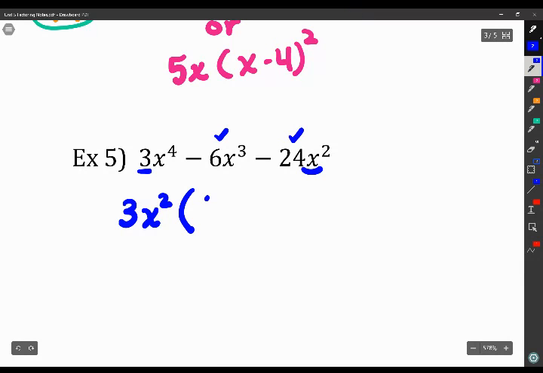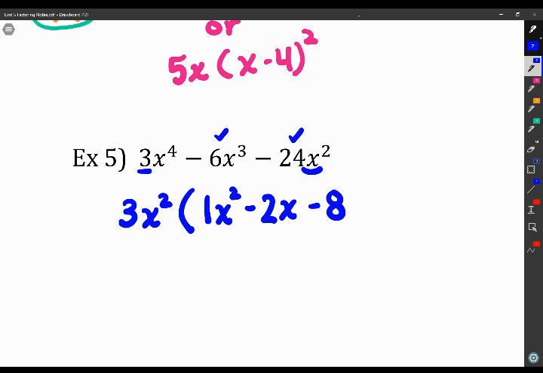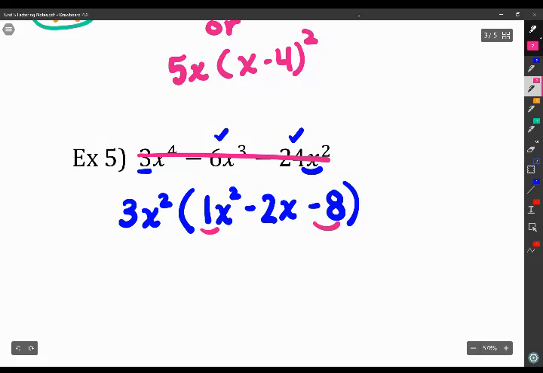So 3 divided by 3 is 1. You had 4 x's, you take 2 away, so you're left with 2. Negative 6 divided by 3 is negative 2. You had 3 x's and took 2 away, so you're left with 1. Negative 24 divided by 3 is negative 8. You had 2 x's, you took 2 out, so you're done. And then you're at the same step. This is done, so we're going to go 1 times negative 8.